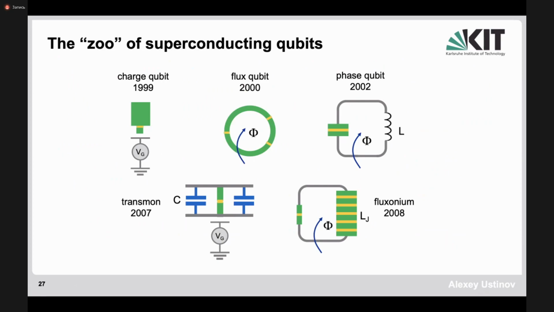So here you see again the summary of qubits which we talked about in the previous lectures. We discussed the charge qubit, which historically was the first one. We also discussed the flux qubit and the phase qubit. And last week we were busy with transmons and continued also this week. And the last topic of discussion of today was about fluxonium, which came up as a suggestion of alternative platform to transmons.